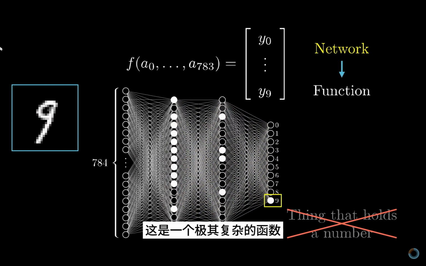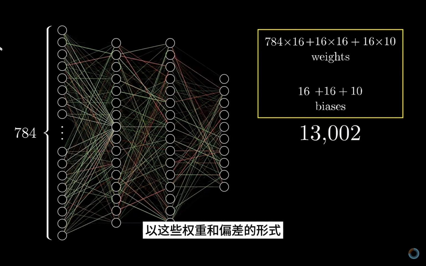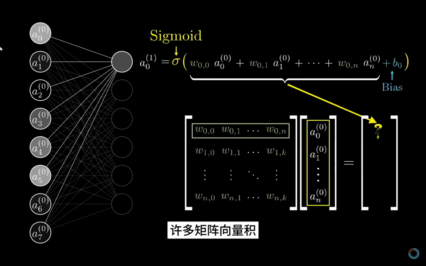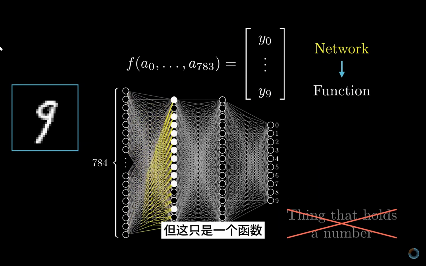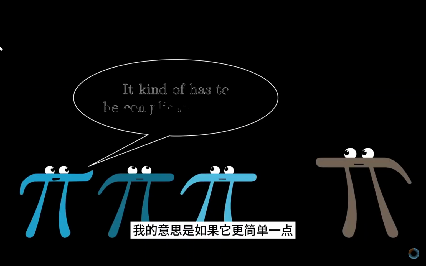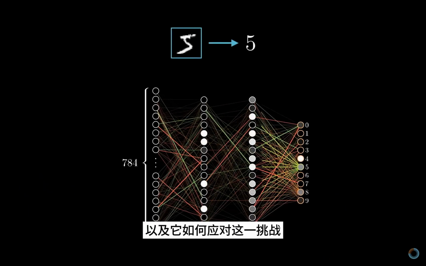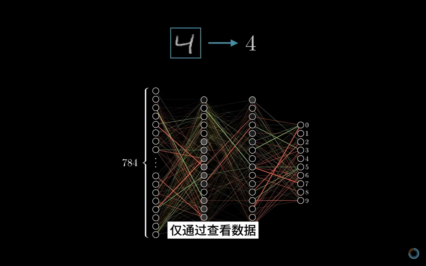It's an absurdly complicated function, one that involves 13,000 parameters in the forms of these weights and biases that pick up on certain patterns, and which involves iterating many matrix vector products and the sigmoid squishification function. But it's just a function nonetheless. And in a way, it's kind of reassuring that it looks complicated. I mean, if it were any simpler, what hope would we have that it could take on the challenge of recognizing digits? And how does it take on that challenge? How does this network learn the appropriate weights and biases just by looking at data?